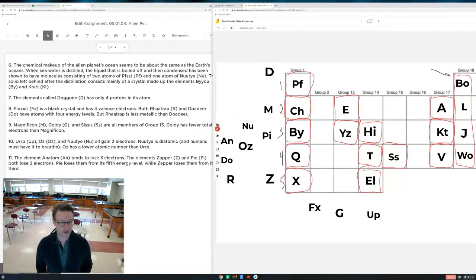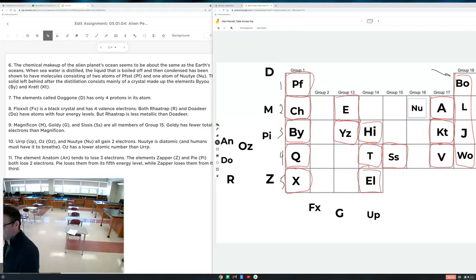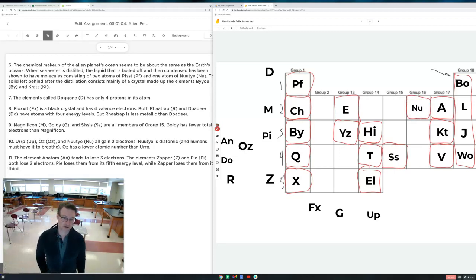And 1 atom of Nu. Nu has to be oxygen since water is H2O everywhere in the universe. So that means that Nu belongs in the place where oxygen goes. And that's the oxygen spot. That's the only possible answer there, so I'm going to lock that in. And then what's left behind when you boil salt water is salt, which is Na and Cl.